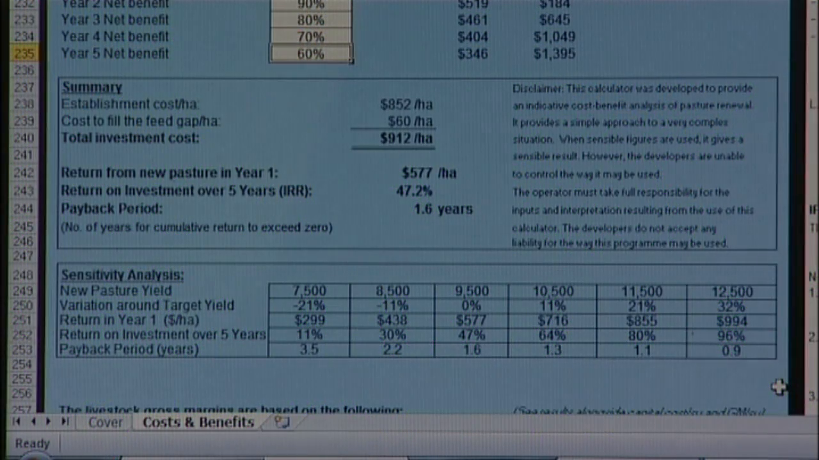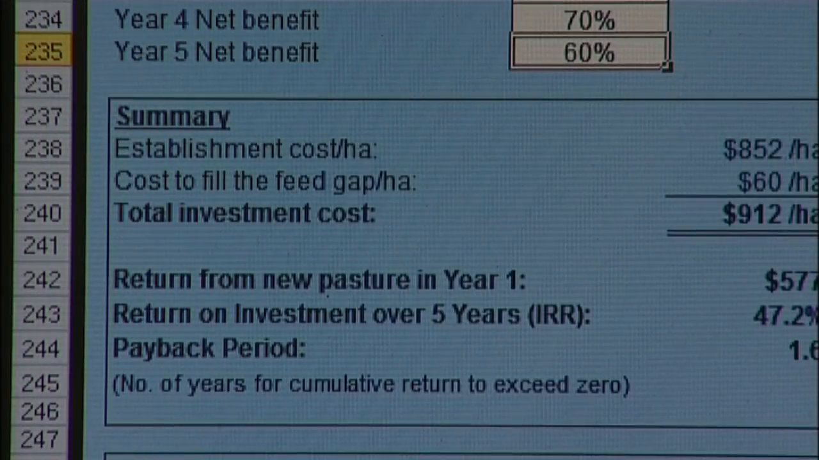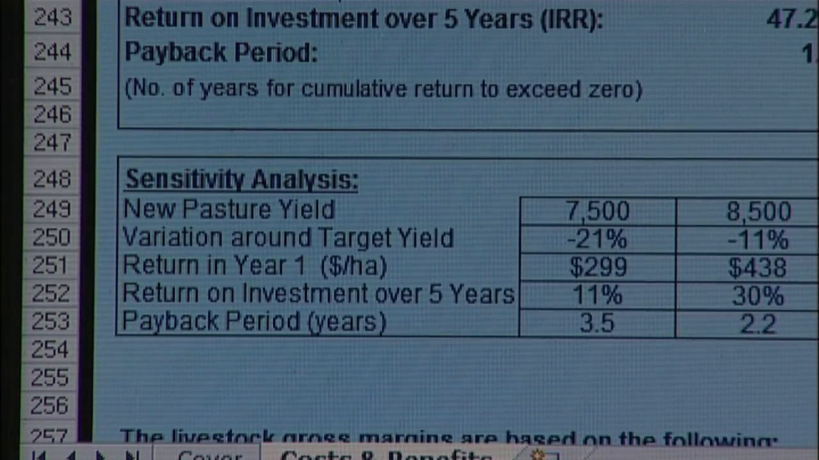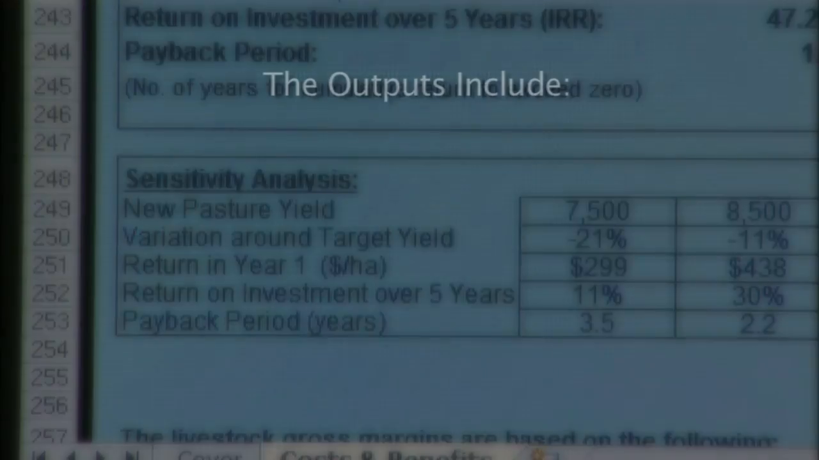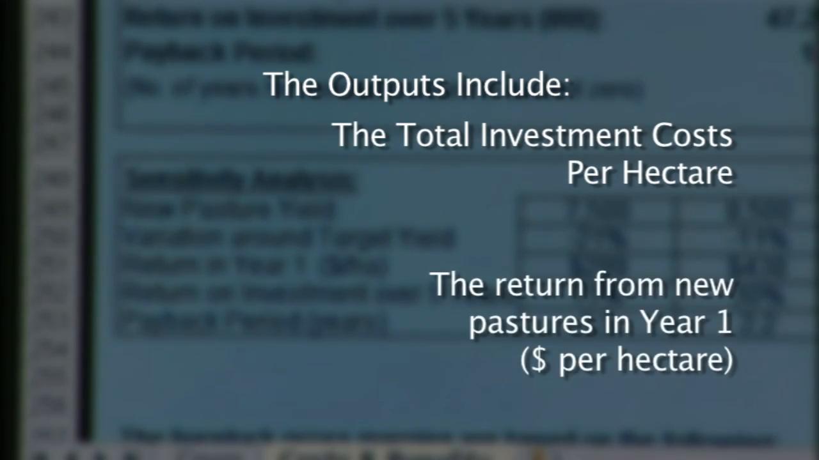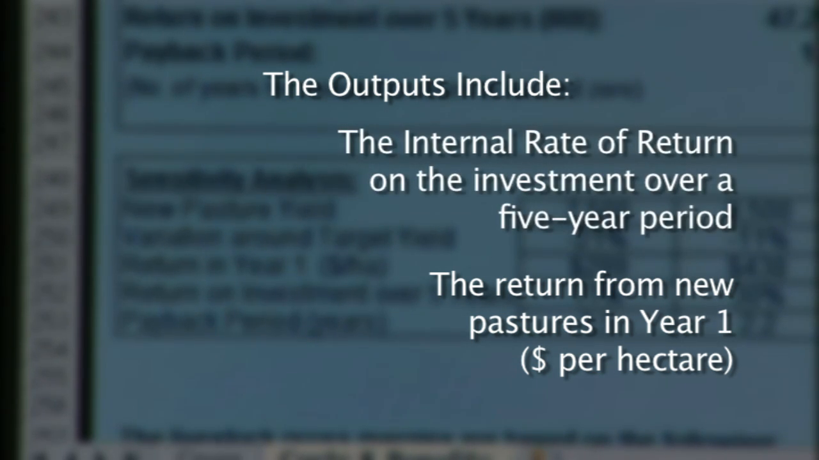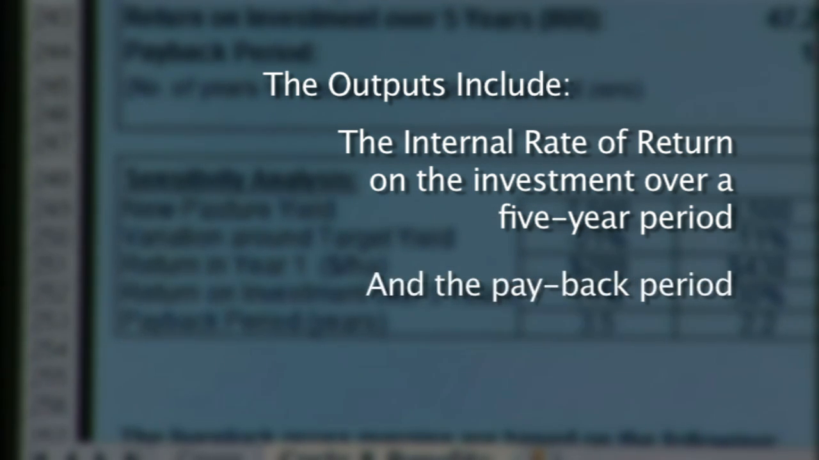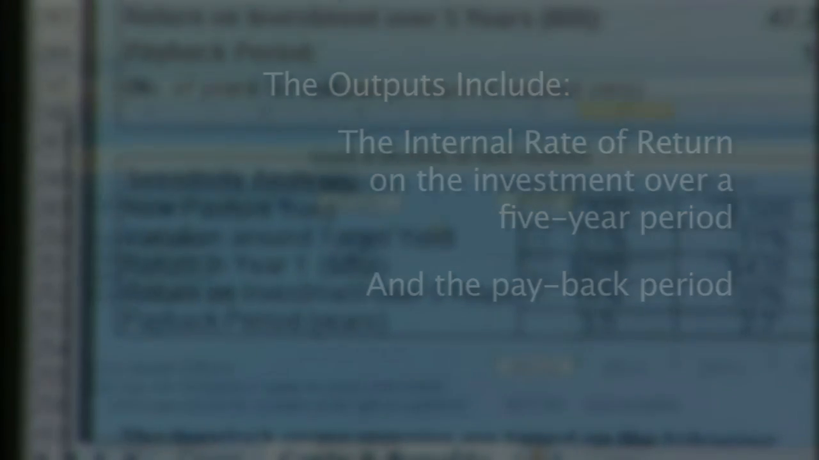Once all the figures have been entered, the results in the summary box and the sensitivity analysis can be considered. The outputs include the total investment cost per hectare, the return from new pasture in year 1 in dollars per hectare, the internal rate of return on the investment over a 5-year period, and the payback period.